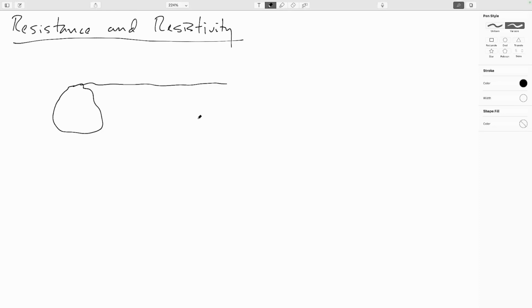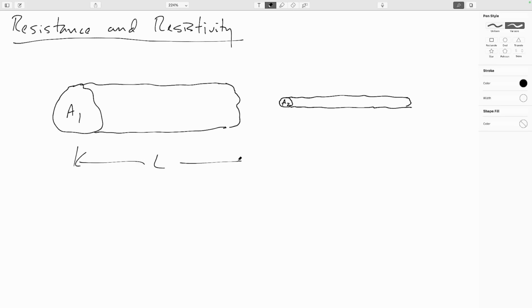Let's say I've got a fairly thick piece of material like this, so a large cross-sectional area, and another piece of material like so that has a smaller cross-sectional area, A2. And let's say, despite my art, that both of these are the same length. Which one of these would you think would have the greater resistance? Choice number 1 or choice number 2? Pause the video and get back with me.